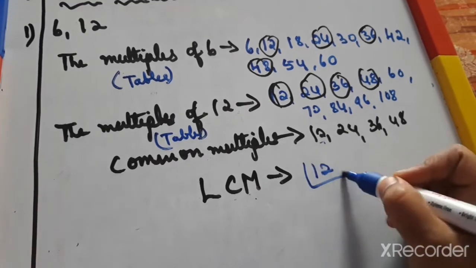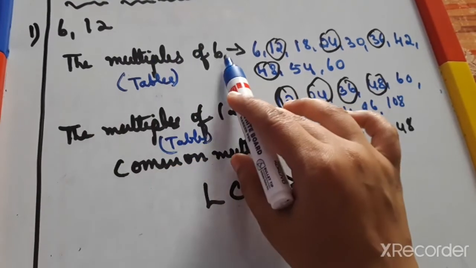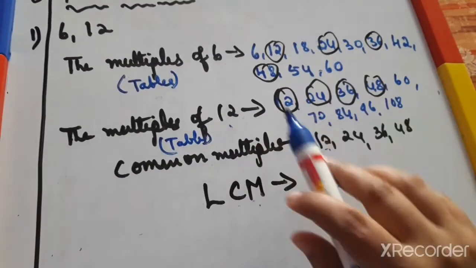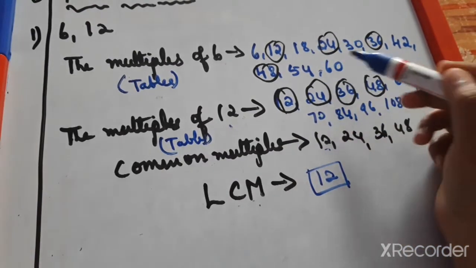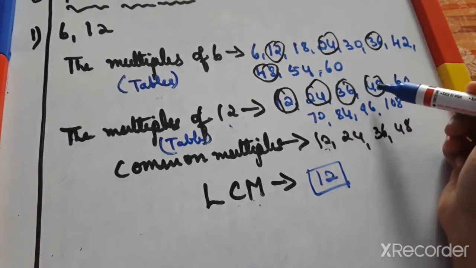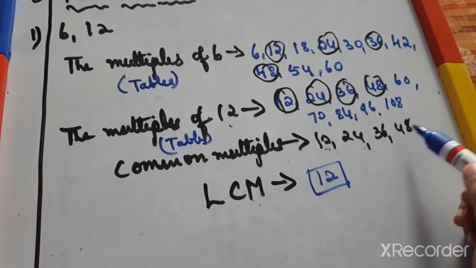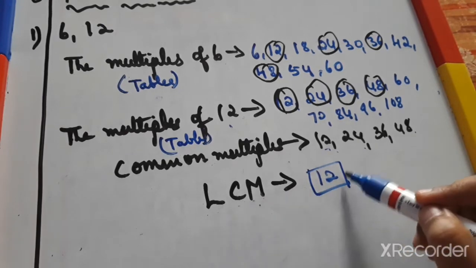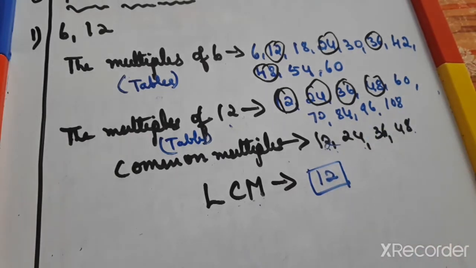So the answer is 12. We have to write the multiples of a particular number. Multiples of 6 means 6 ones are tables we have to write, and multiples of 12 means 12 ones are tables. Check any common numbers and circle the common numbers. After writing that, the common multiples are 12, 24, 36, 48. LCM means least common multiple, so we have to check which is the least one, 12.